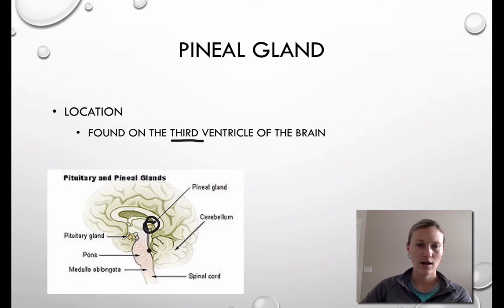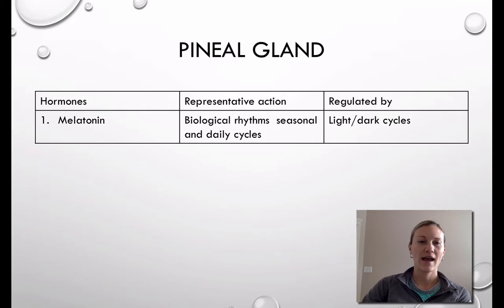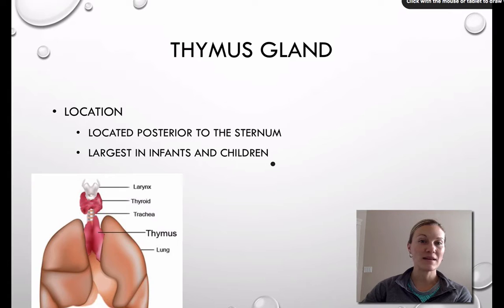It's right here. It's very small. And the major hormone is melatonin. Melatonin deals with your biological rhythms and seasonal and daily cycles. Think of it sort of like your circadian rhythm, where you have basic rhythms for the day. This one specifically helps with the light and dark cycles, meaning falling asleep, waking up, those kinds of things. Then we have the thymus gland.